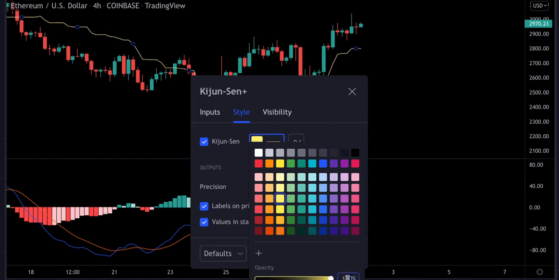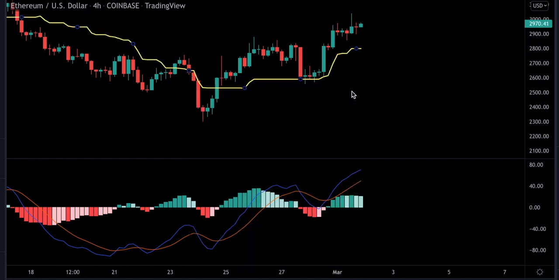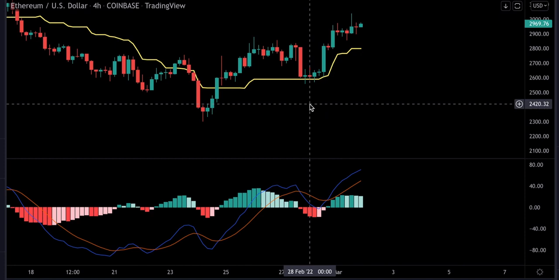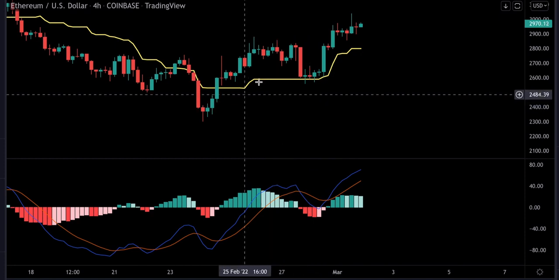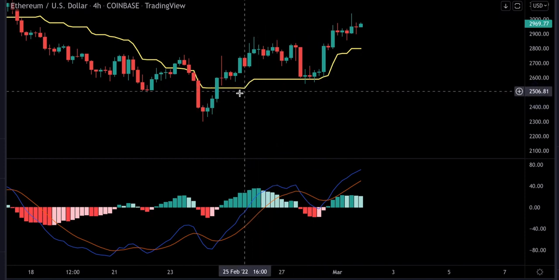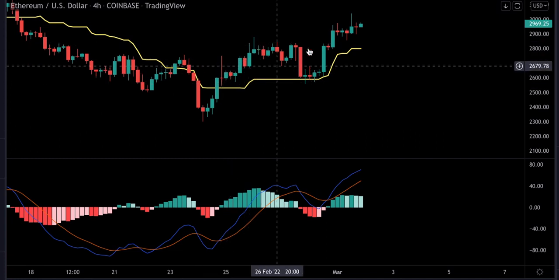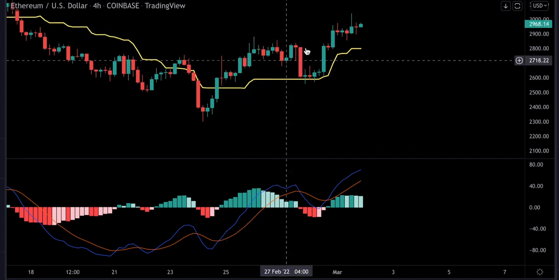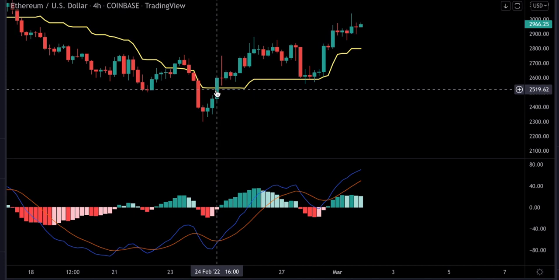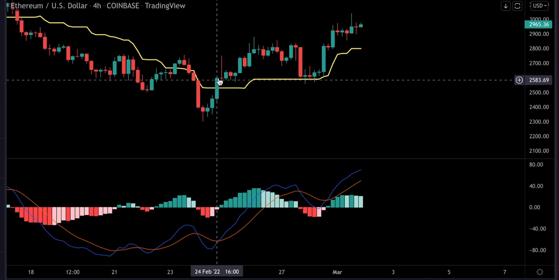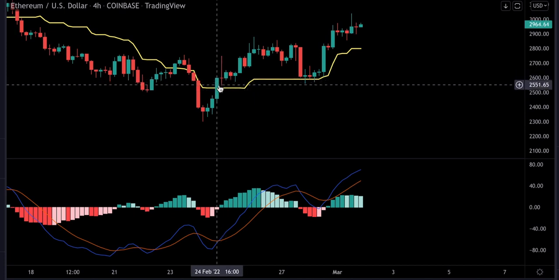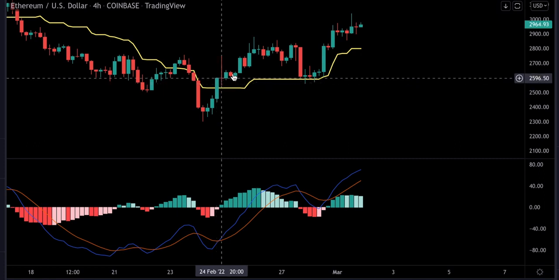Yellow, opacity, and let's add some thickness. That's it. So we can see that this indicator works as a baseline. It shows us the overall momentum of the price, the overall direction of the price. So we see that the price just crossed and closed above this baseline. This means that we have a strong bullish signal.